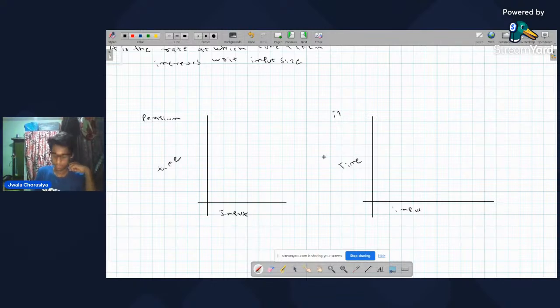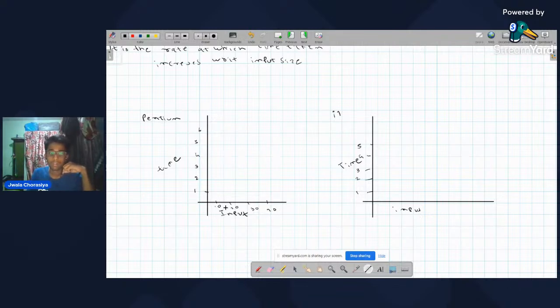Let's say I'm incrementing the time like this: 1, 2, 3, 4, 5, 6, and the input size by 10, 20, 30, 40. As you can see, as the size of input increases, my time is also increasing.